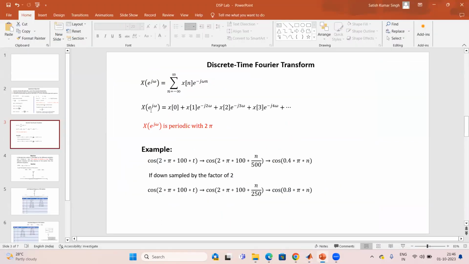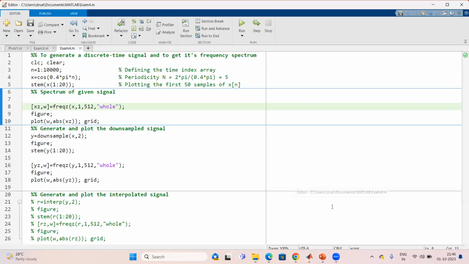So here, X(e^jω) can also be written as the numerator polynomial divided by 1. If you write it this way, these coefficients x0, x1, x2, x3 become the coefficients of your vector B, divided by 1. So the coefficient in vector A will be equal to 1. The same thing has been implemented by using the freqz command.